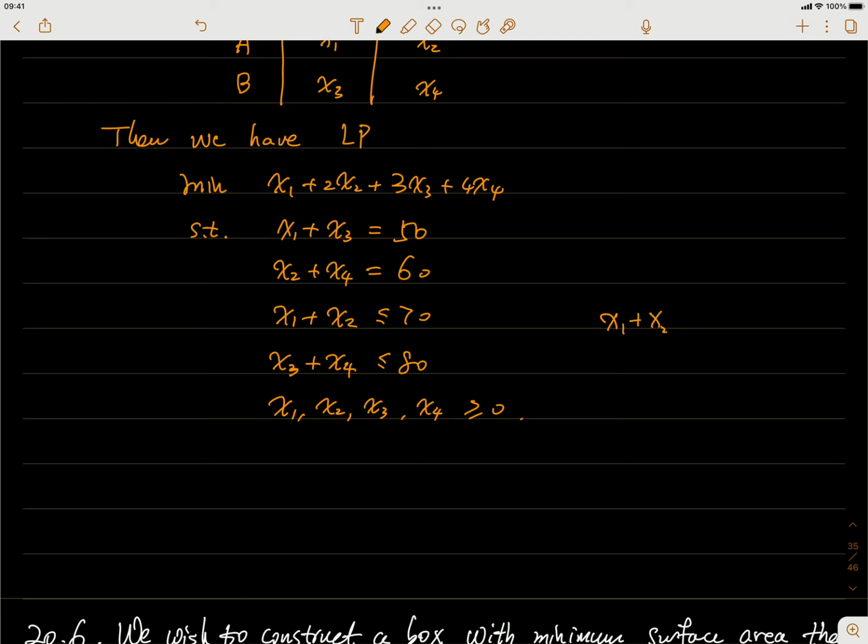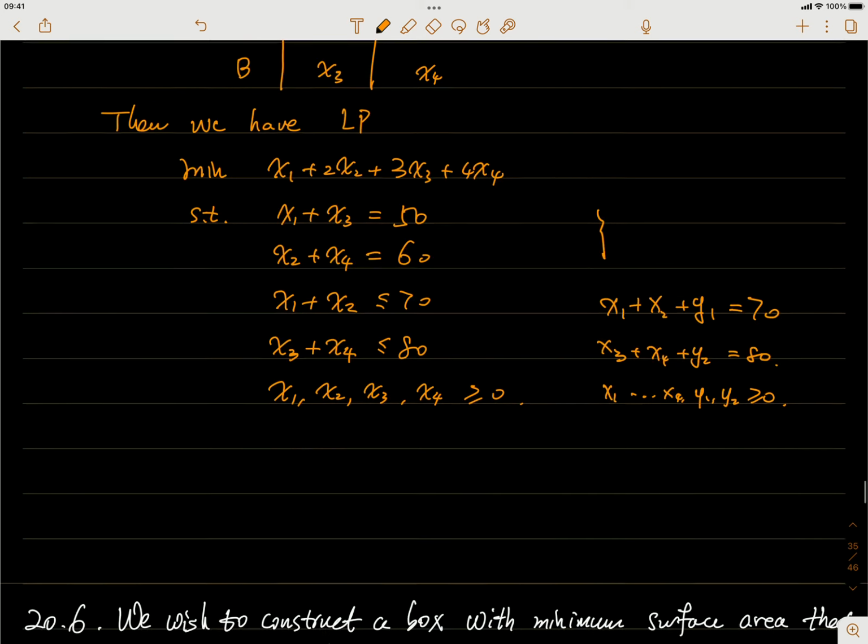I should add that right here, it should be equal to 70. And similarly, x3 plus x4 plus y2 must be equal to 80. And x1 through x4, y1, y2 must be greater than or equal to 0. The objective function doesn't change, and these two constraints do not change either. Then you convert this to a standard form of a linear program in the variables. There are 6 variables, x1 through x4, and y1, y2.